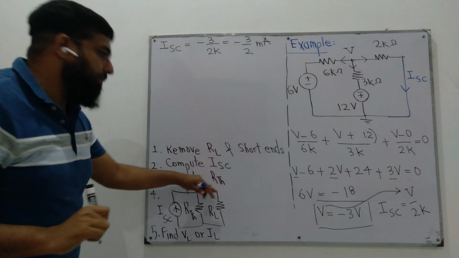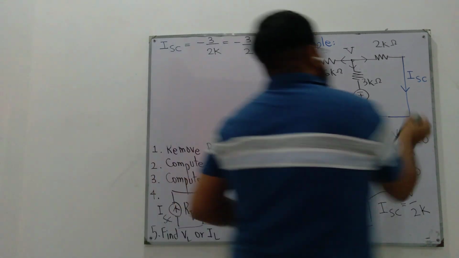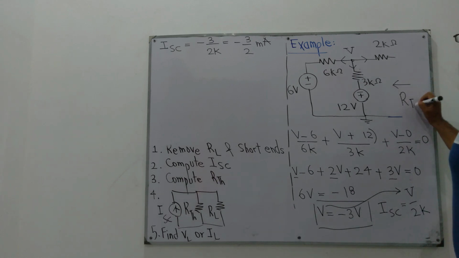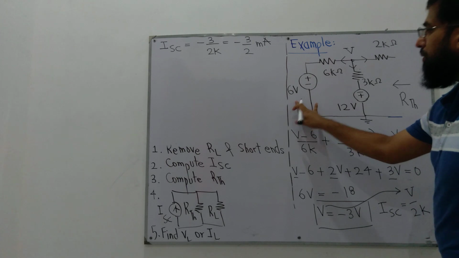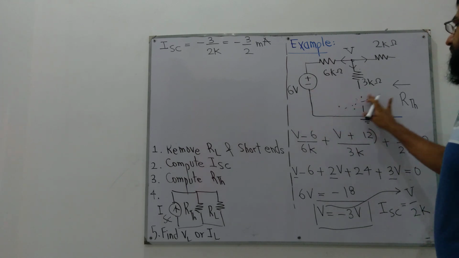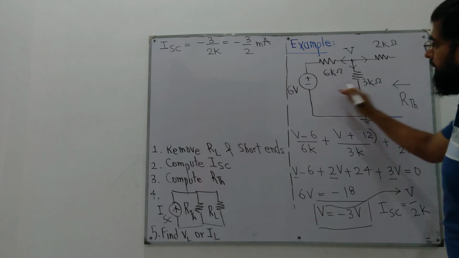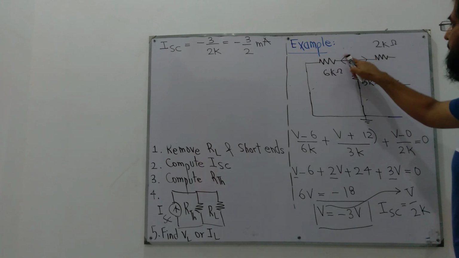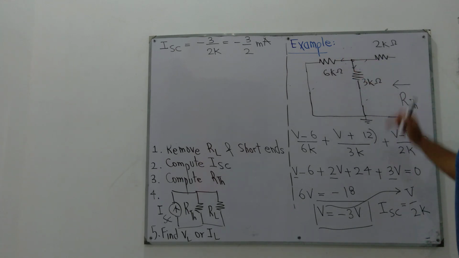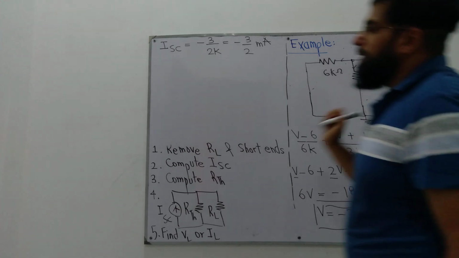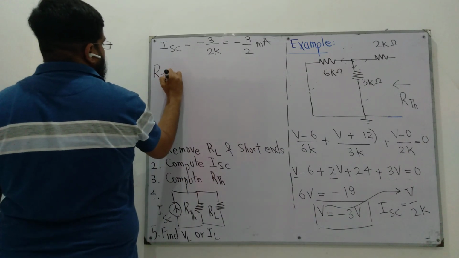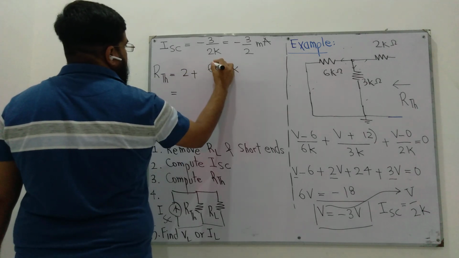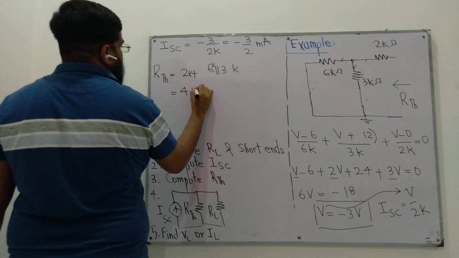The next step is to compute R Thevenin. For that, the step is exactly the same as we did for Thevenin's theorem. We have 6k in parallel with 3k, plus 2k, plus 6 in parallel with 3. Here it's 4 kilo ohm.